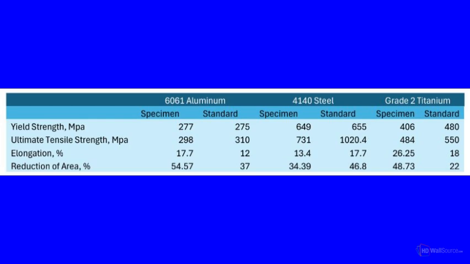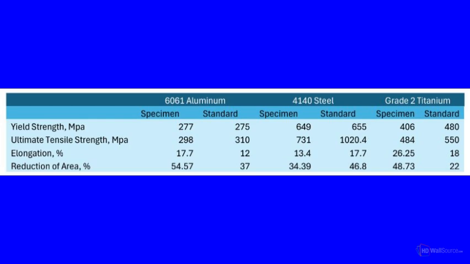The yield strengths of the material for the 6061 aluminum and 4140 steel were similar to the standards which we found. The grade 2 titanium exemplified lower yield strength along with ultimate tensile strength compared to the standard. Similarly, it had a much greater area of reduction and percent elongation to the standards. The aluminum exemplified slightly higher percent elongation, while the 4140 steel exemplified lower percent elongation than their respective standards.